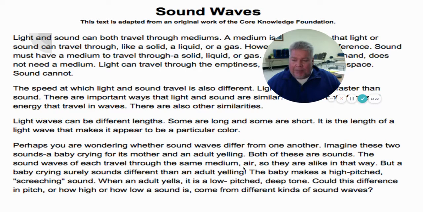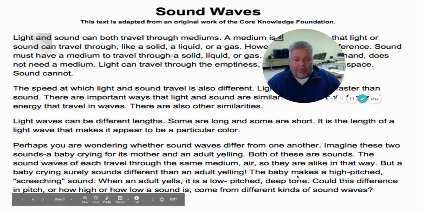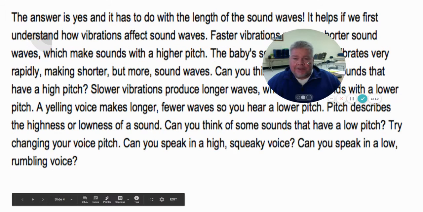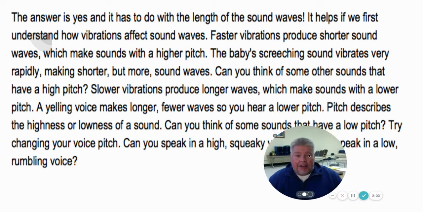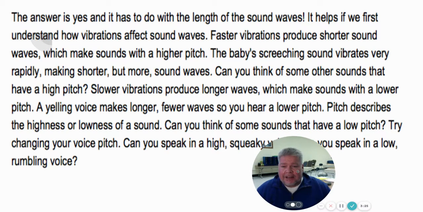The baby makes a high-pitched screeching sound. When an adult yells, it's a low, deep-pitched tone. Could this difference in pitch, or how high or low a sound is, come from different kinds of sound waves? The answer is yes, and it has to do with the length of the sound waves. It helps if we first understand how vibrations affect sound waves. Faster vibrations produce shorter sound waves, which make sound with higher pitch. The baby's screeching sound vibrates very rapidly, making shorter but more sound waves.